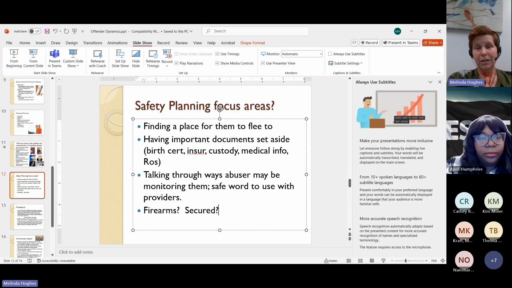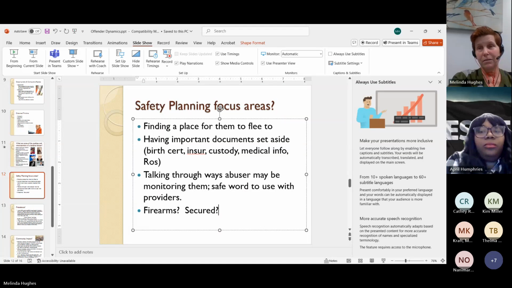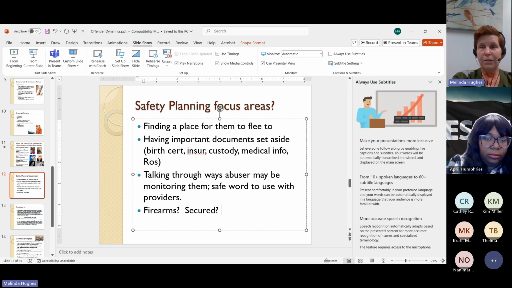Firearms are particularly a lethal thing. Along that line, though, what about knives and other things that could be used against a person? They're around, right?